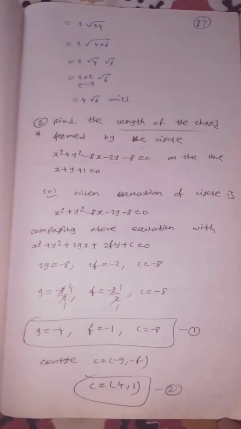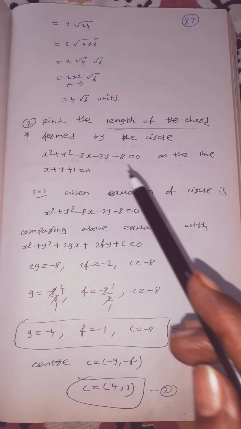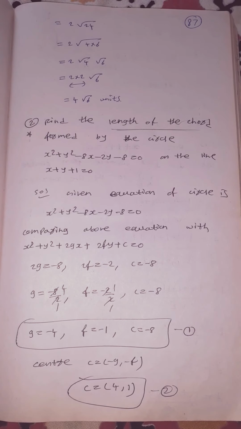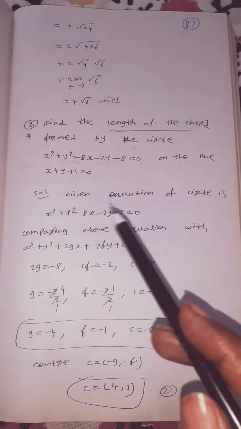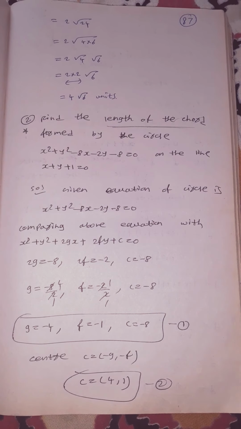So this is the length of the chord, children. Next, second problem. Find the length of the chord formed by the circle x square plus y square minus 8x minus 2y minus 8 equal to 0 on the line x plus y plus 1 equal to 0. Means you should do it in the same format, children.